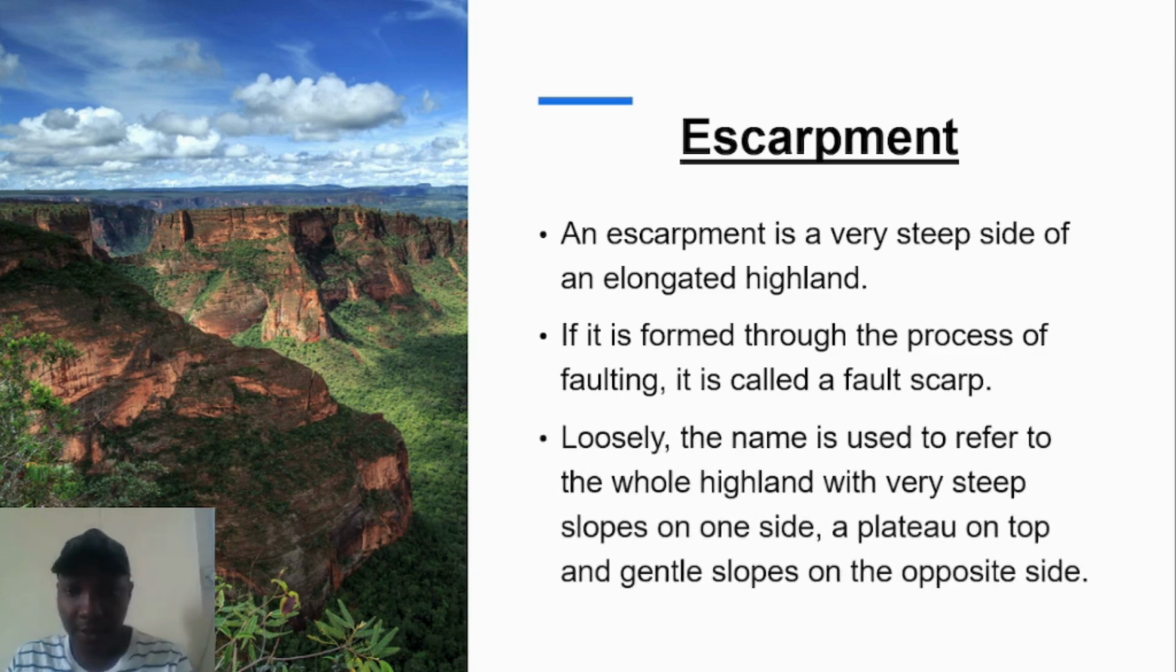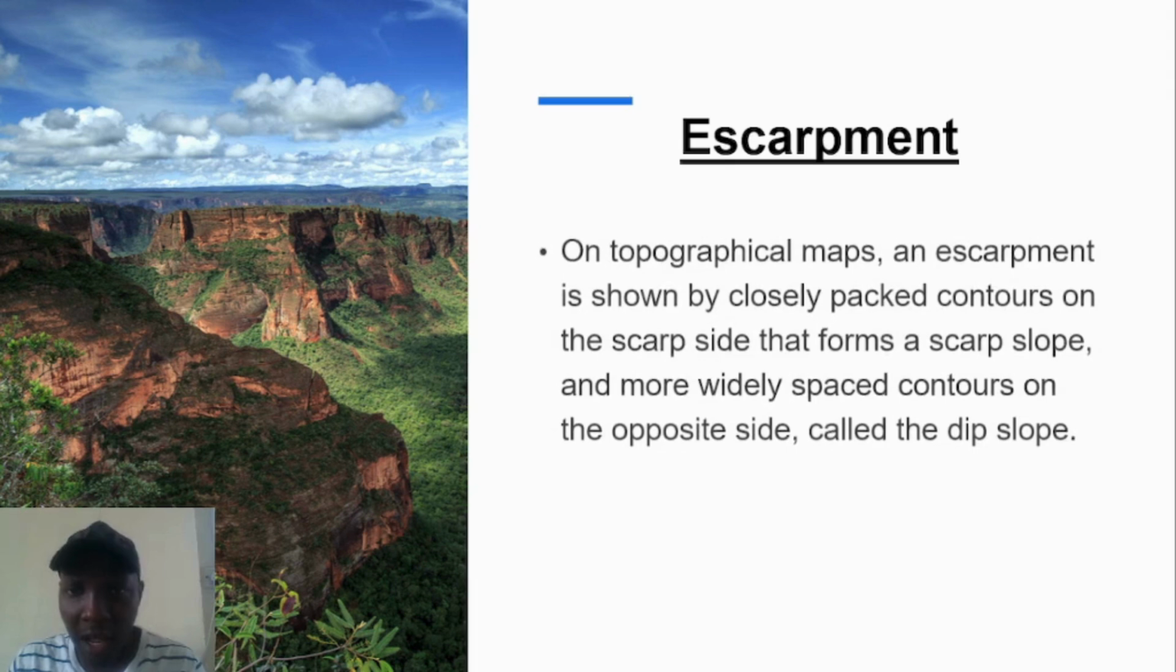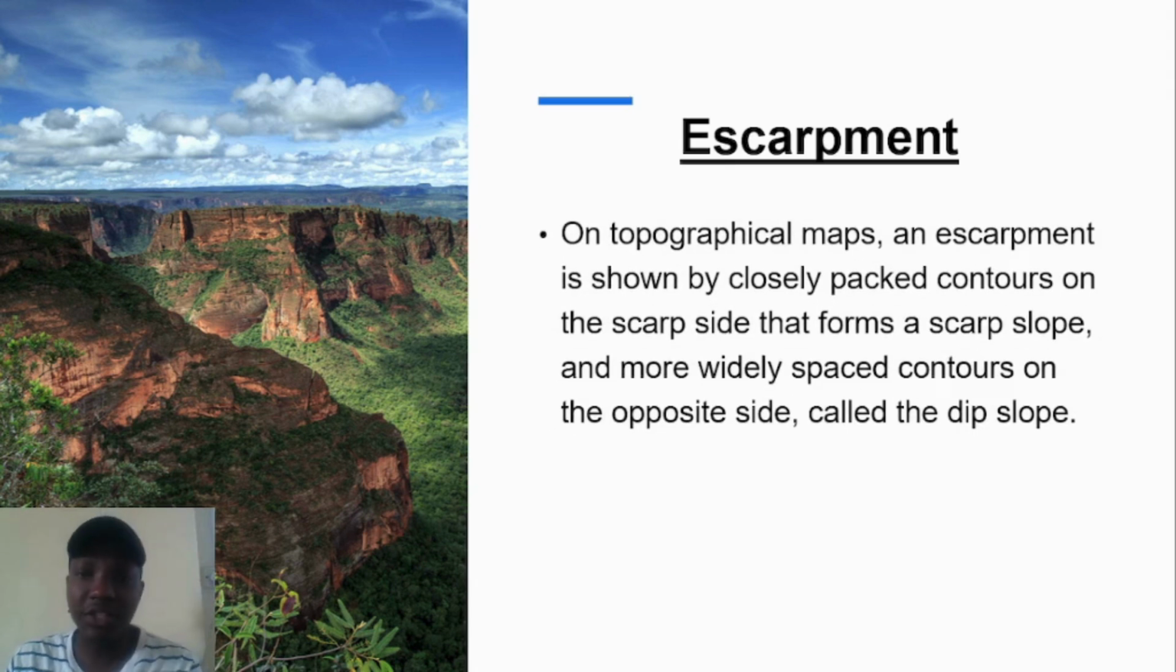Now, loosely, the name is just used to refer to the whole island with the very steep slopes on one side, a plateau on top, and the gentle slopes on the opposite side. So that's also loosely how this can be referred to. Now, on topographical maps, an escarpment is shown by closely packed contours on the scarp side that forms a scarp slope, and more widely spaced contours on the opposite side called the dip slope.